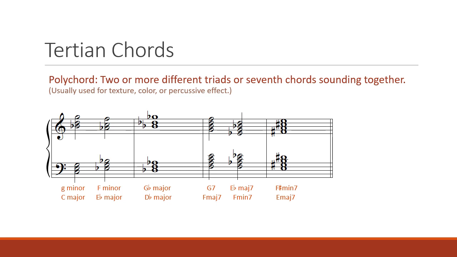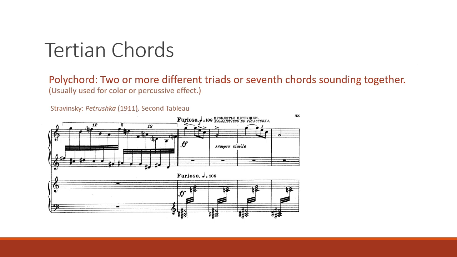Now in this example, as I said, the chords are divided between the right and left hands, but you may see the chords in the same register literally on top of each other. That's the case with this next example. This is a famous polychord that happens in the second scene of Stravinsky's ballet Petrushka, which is from 1911. In fact, this chord is so famous that it's actually called the Petrushka chord.